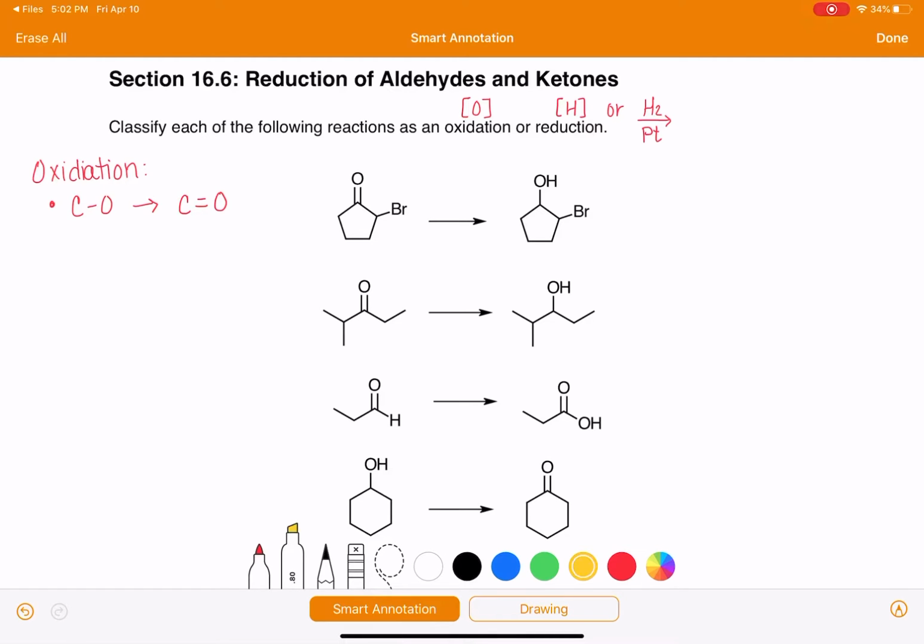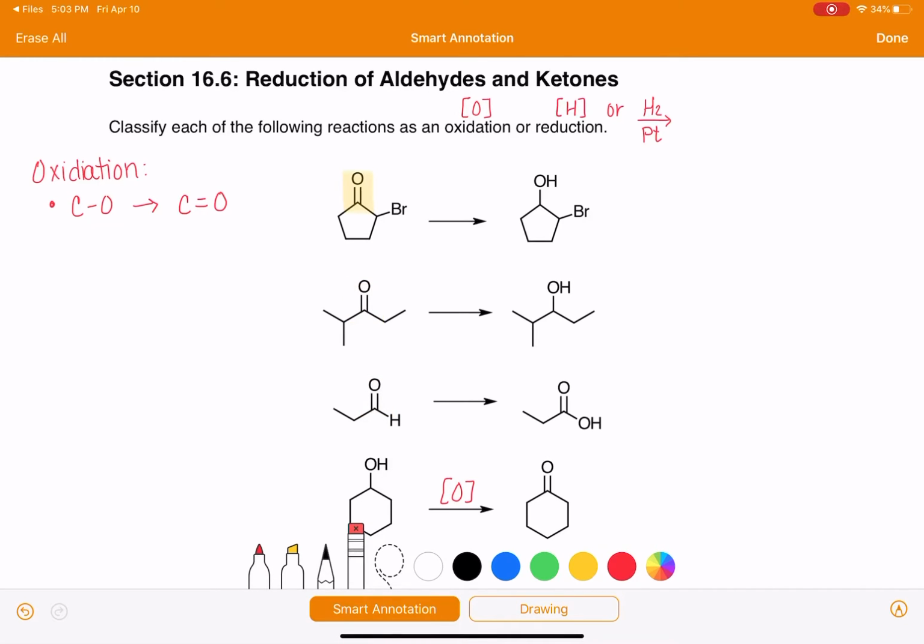We have starting with a carbon-oxygen double bond, starting with a double bond, starting with a double bond. Oh, here's one that's starting with a single bond. Does it turn into a double bond? Why, yes, in fact, it does. Anytime we have a carbon-oxygen single bond turning into a double bond, for sure, definitely, that's an oxidation reaction.